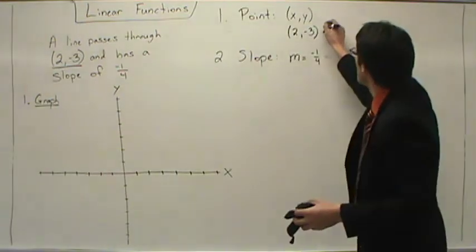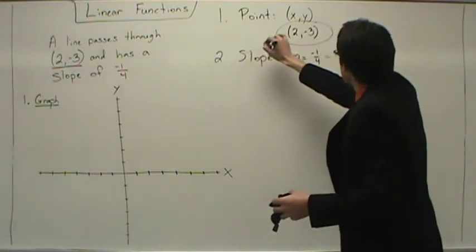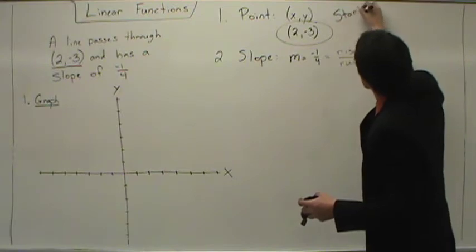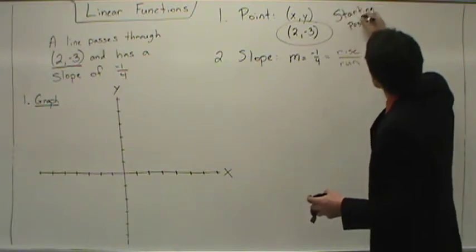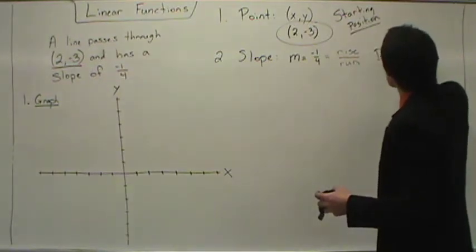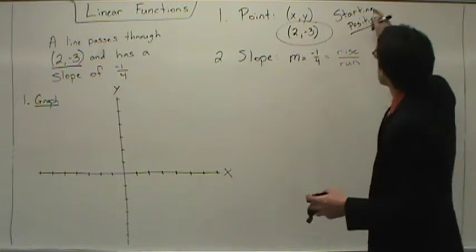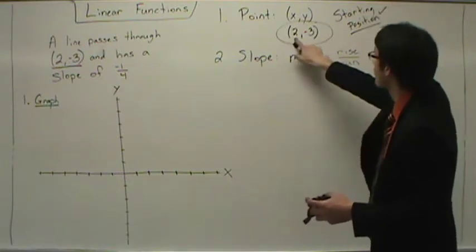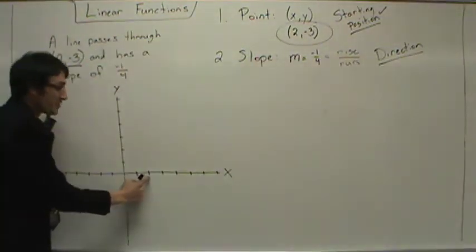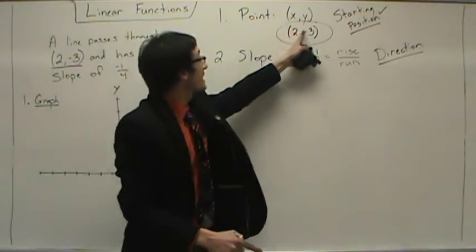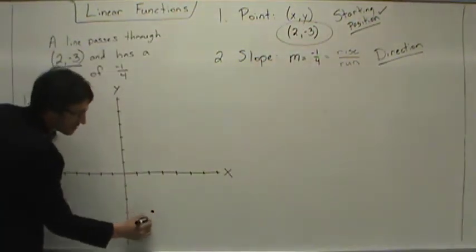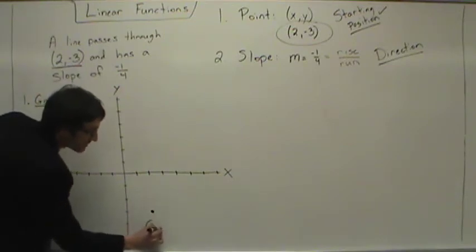So, to graph our point, maybe write this first. Point is our starting position, and slope is direction. So we always have to know our starting position first. So let's graph our point. Notice that your x value is +2 from the origin. That means go 2 units right. And your y value is -3. That means go 3 units down. So we're going to go 2 units right, 3 units down. Mark this location as (2, -3).